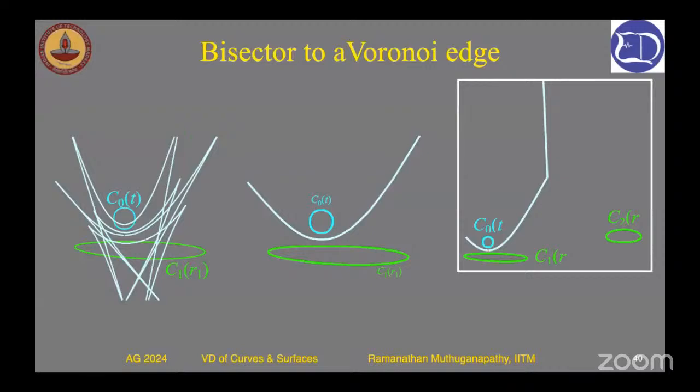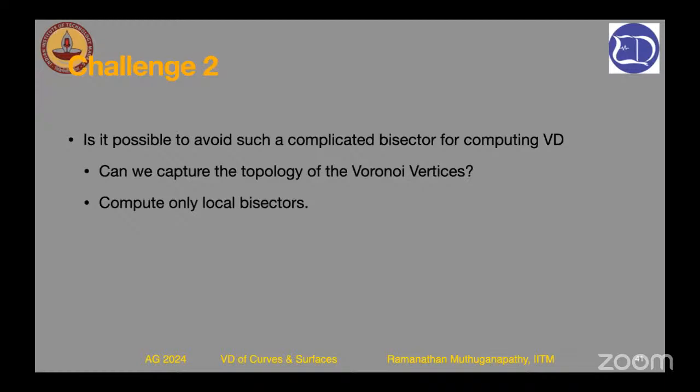As we observed in the previous case, we had this complex bisector. By applying constraints, we are able to reduce it to a simpler shape. But you can observe that this is the only shape that plays a role in the Voronoi diagram. This is the Voronoi edge, right? So you can see we reach here through so much processing. So the question that comes to our mind is, is it possible to avoid such a complicated bisector itself? Is it possible to not compute the bisector, and still compute only the topology of the Voronoi vertices? So can we somehow find only the Voronoi vertices and then compute the local bisector?